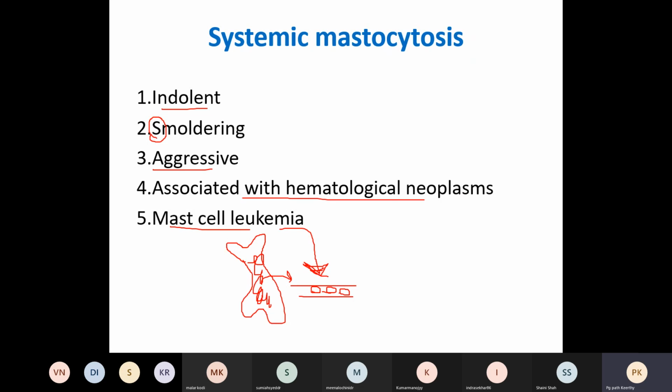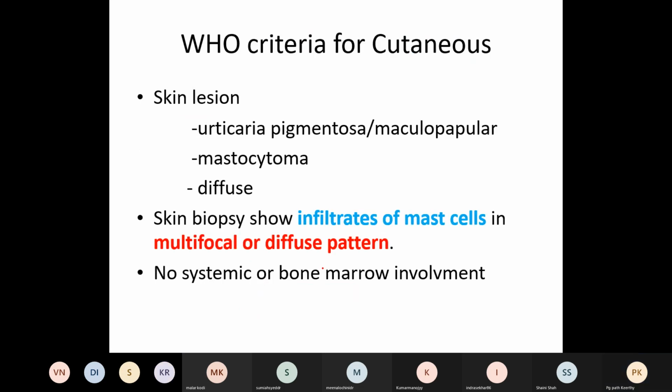So like that, here also there is smoldering. Indolent, smoldering, aggressive, and associated with other hematological neoplasms. And when your mast cells spill from bone marrow into the peripheral blood, we call it mast cell leukemia.